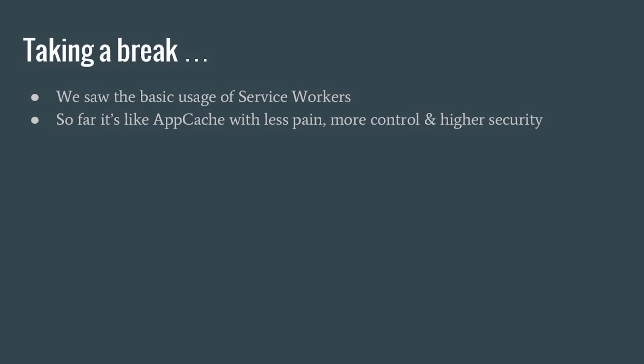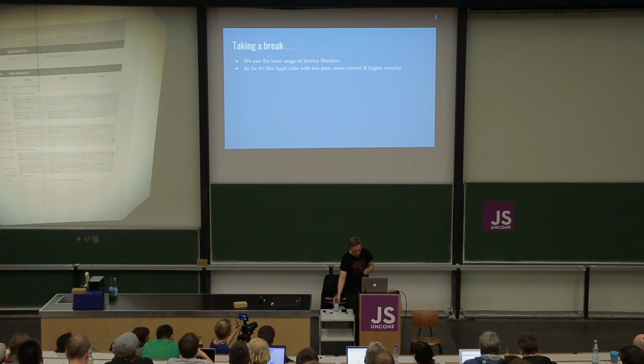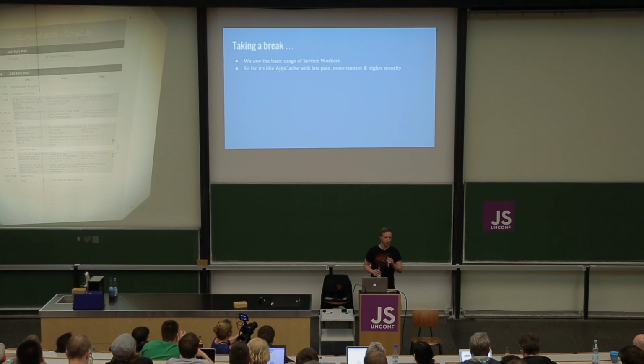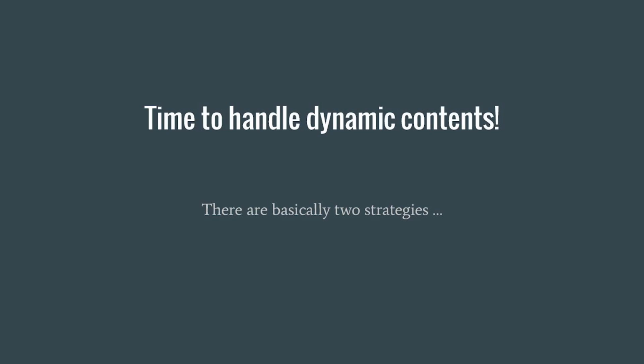What we've seen so far is a usage that is quite similar to the app cache. We have static files defined before deployment of our web app, but it all happens with less pain and more control and hopefully more security with it. But what is more interesting with service workers is the caching of dynamic contents. So let's go on and look how to do this.